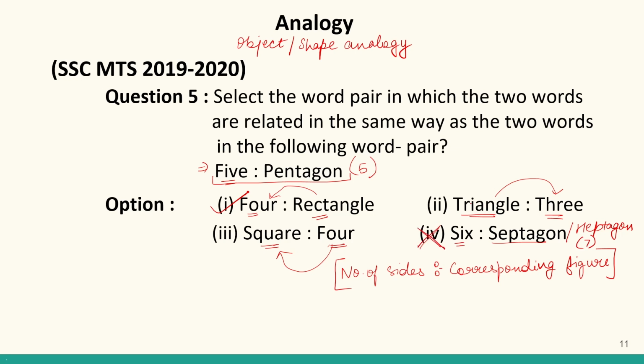Then over here, the sequence is wrong. Over here, the number of sides is written later. So again, we can eliminate this. And over here, same thing. The number of sides is written later. So we can eliminate this. Therefore, the answer will be option number 1, which is 4 rectangle, because it follows the same sequence and it is also logically correct. So we have to check both things. Is it logically correct? And does it follow the same sequence?